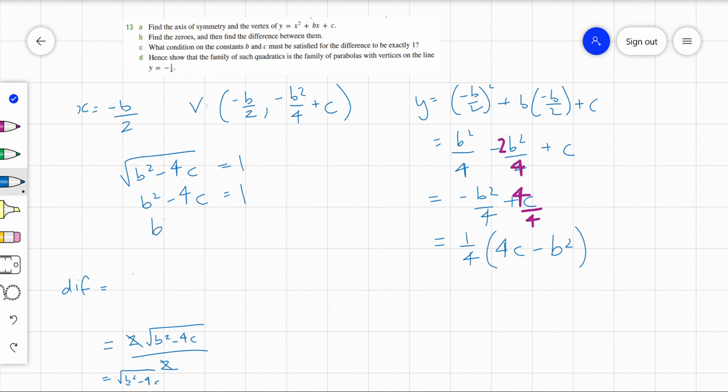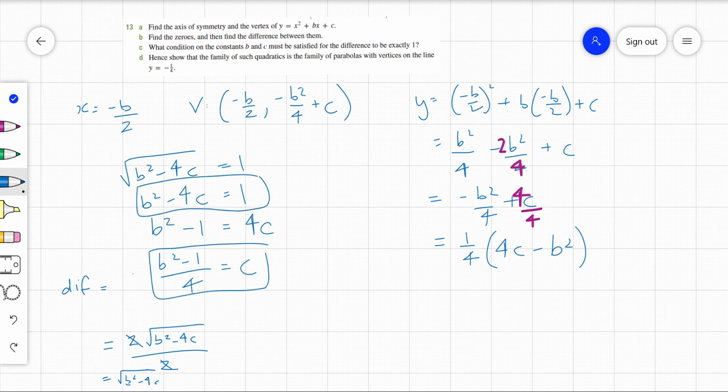I'm going to keep b squared on this side. I'm going to subtract 1 from both sides and add 4c to both sides. And then I'm going to take that and divide by 4. So I'm going to get c equals that. I mean, really, that's enough. That's a condition. But later on, I'm going to use this, because I'm going to sub in b squared minus 1 on 4 for c. All right, so what do we want to find?